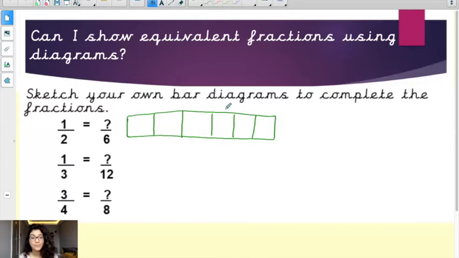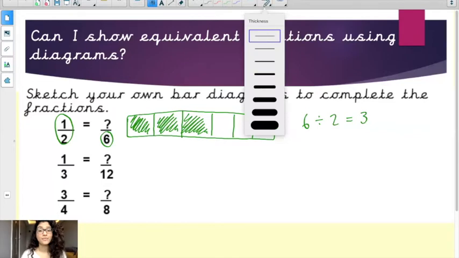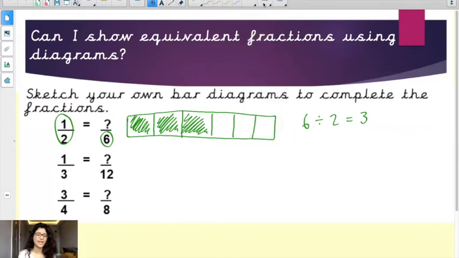Now, I have to show a half shaded in. So what I have to do is look at the denominator and halve it. So what's 6 divided by 2? 3. So how many parts do I have to shade in? 3. So I've got 1, 2, and 3. Now this is just one way of drawing your bars for your equivalent fractions. If you found another way that works for you, please use that. That's absolutely fine.